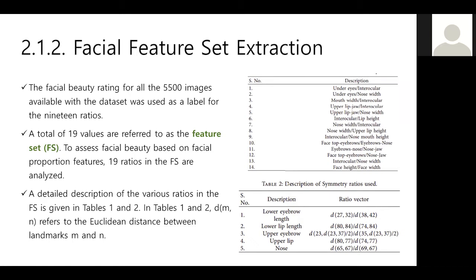To assess facial beauty based on facial proportion features, 19 ratios in the FS are analyzed. A detailed description of the various ratios in the FS is given in Table 1 and 2. In Table 1 and 2, D refers to the Euclidean distance between landmarks M and N. The ratio values in the FS were different, so normalization had to be performed on the ratios.